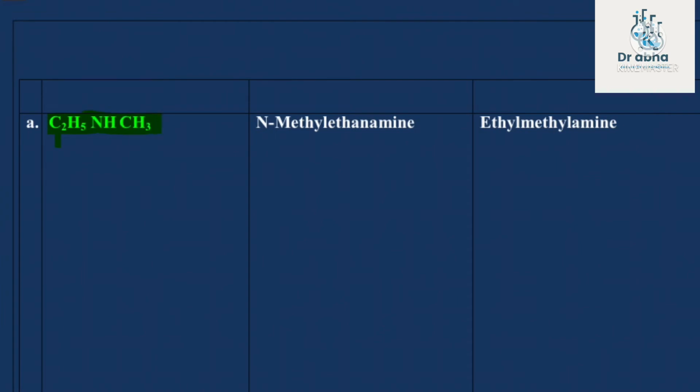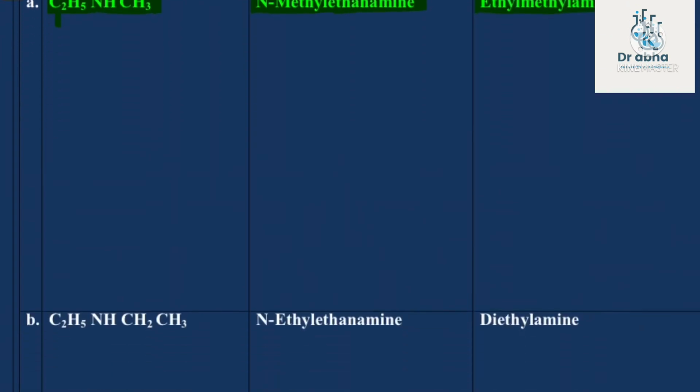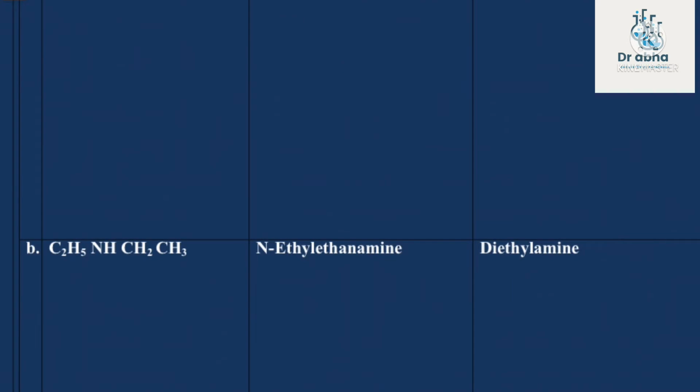So CH3 is the smaller alkyl group, so it is going to be N-methyl, and the bigger one, the 2-carbon alkyl group, becomes the main compound, that is ethanamine. So the IUPAC name will be N-methylethanamine, and the common name follows the rule alkyl-alkylamine, ethyl-methylamine. Please note I have used the alphabetical order. Quickly move on to the next example. Almost similar, the only thing is I have used both the alkyl groups as same, that is C2H5. So the IUPAC name is N-ethylethanamine, and the common name is diethylamine.